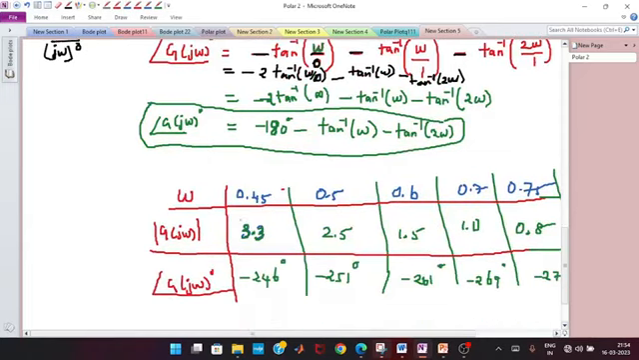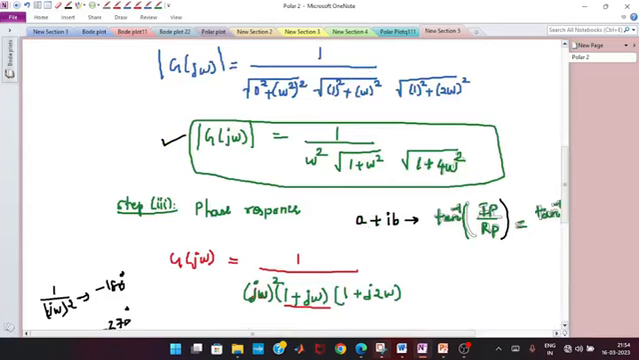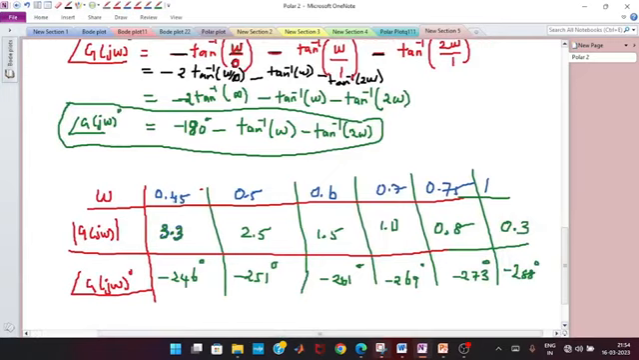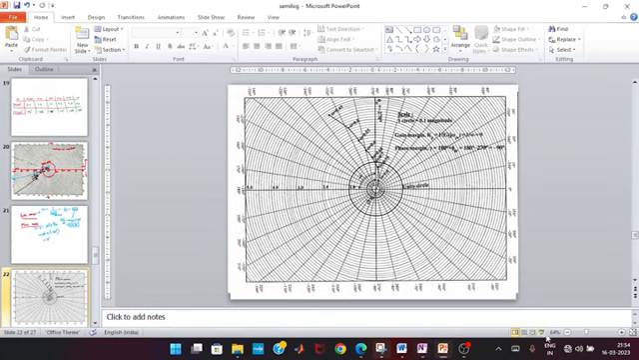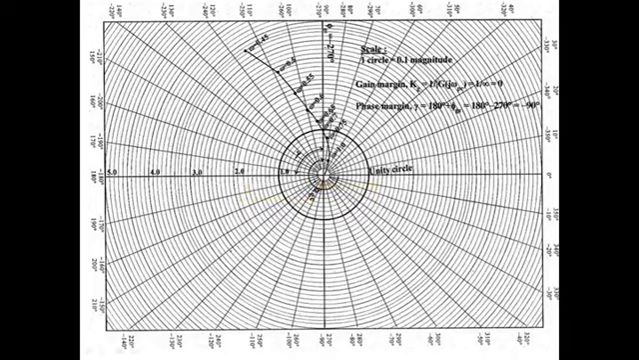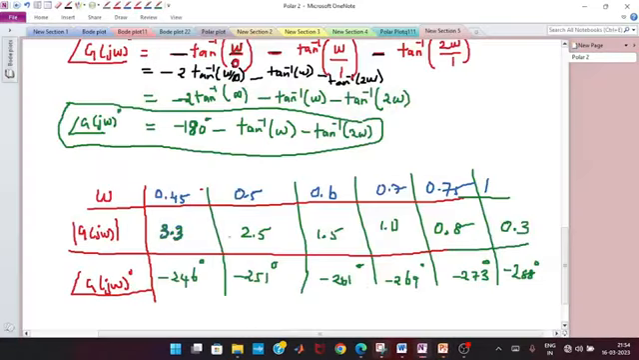Next, for the phase and magnitude equations we have calculated, we need to find the numerical values for different ranges of frequencies using our calculator. You know how to calculate, right? After that we have to go for the plotting part. Here I am not going to plot each and every point, because I have told you that already. So for 0.45, what is the value here? Again, I will go there and tell you the value.